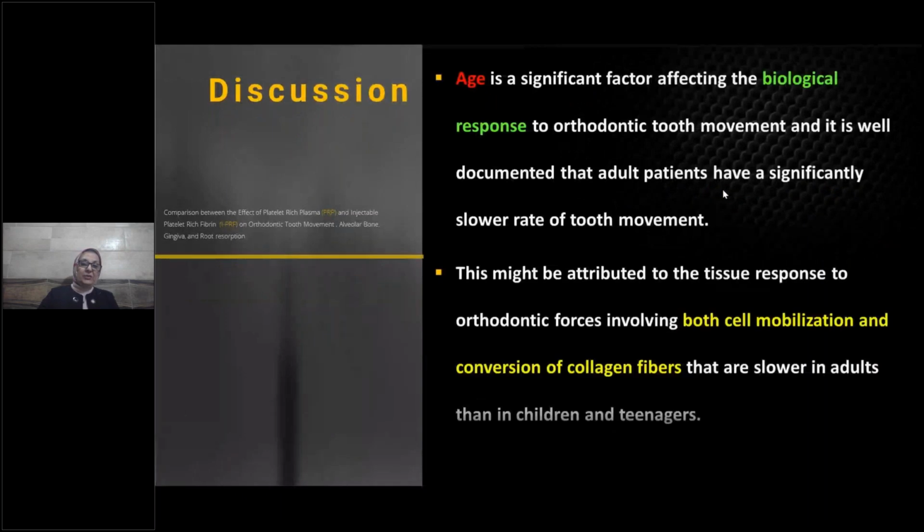Age is a significant factor affecting the biological response to orthodontic tooth movement, and it is well documented that adult patients have a significantly slower rate of tooth movement. This might be attributed to the tissue response to orthodontic forces, involving both cell mobilization and conversion of collagen fibers, which are slower in adults than in children and teenagers.